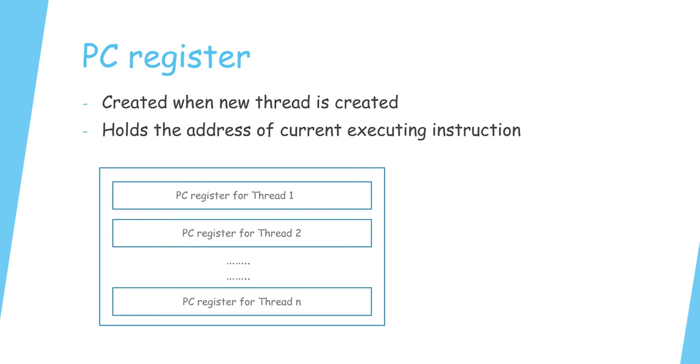Now let's look at the next runtime data area, which is the PC register. For every thread, a separate PC register will be created at the time of thread creation. The PC register contains the address of the currently executing instruction. Once the instruction execution completes, the PC register will automatically be incremented to hold the address of the next instruction.